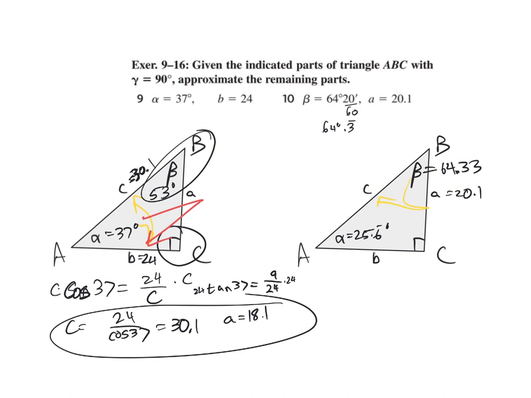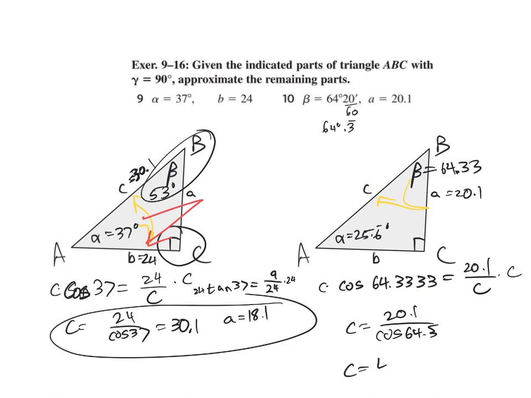I'm going to use beta because that's what was given, and I'll use the adjacent leg and the hypotenuse. So that's cosine again. The cosine of 64.3 equals the adjacent leg over the hypotenuse. So you multiply by C and then divide. So C is equal to 20.1 divided by the cosine of 64.3 repeating, and that's 46.4. So C equals 46.4.